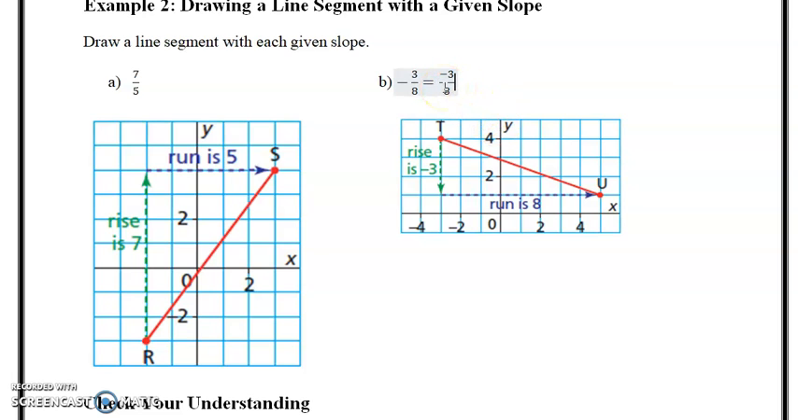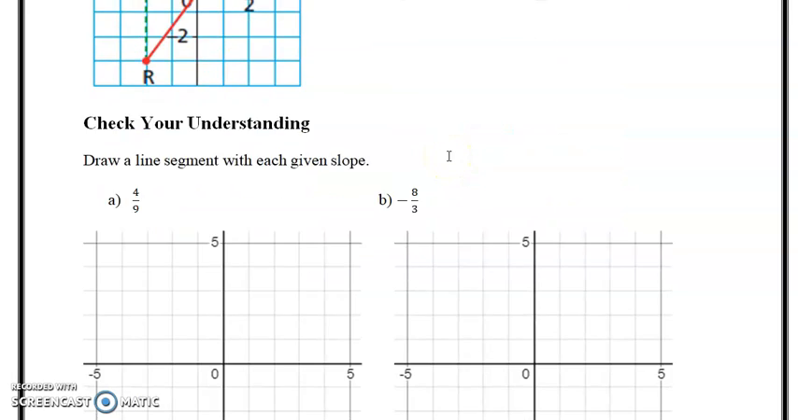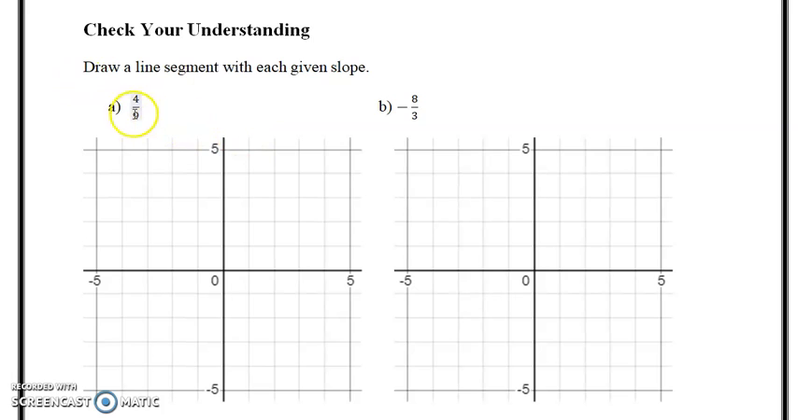Now again, sometimes you'll be given a particular point. This is just getting familiar with actually drawing a line segment using its given slope. A couple of examples for you to try. Remember, for this one I recommend you start way down here, because we're doing a run of 9 and we only have 10, so maybe start here or here.